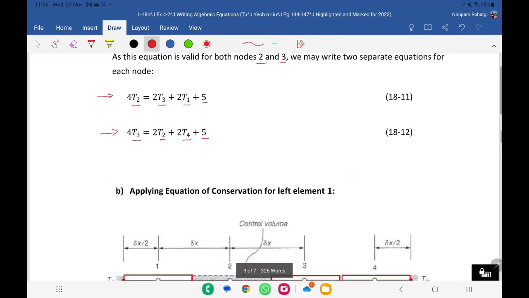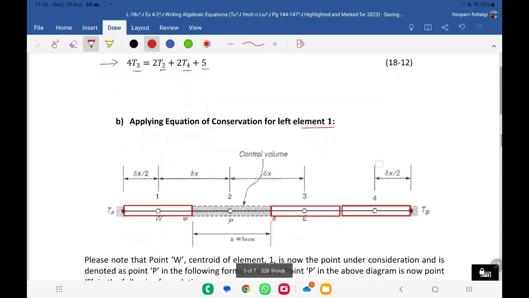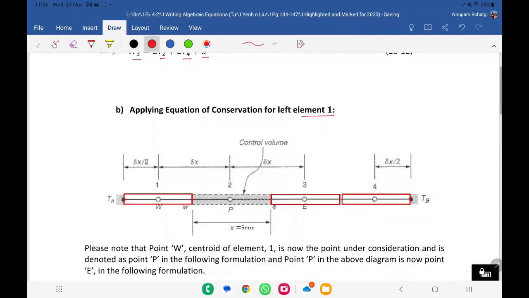Now applying the equation of conservation for the left element 1. When you are writing the equation for point 1, this is the point on the left. Now you have to remember here that on the left side, this is equal to delta x.